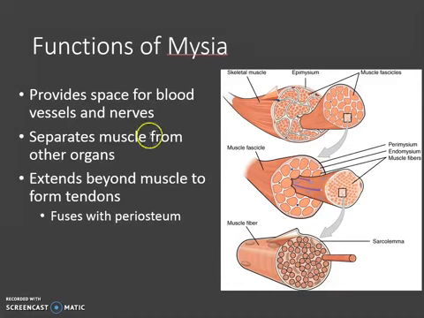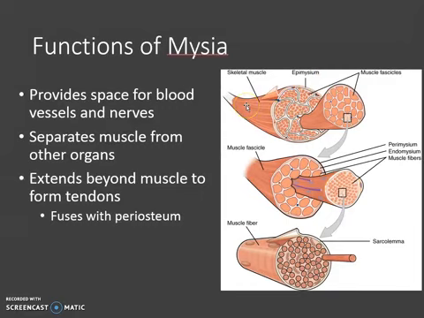It also helps to separate the muscles from other organs. So this outermost layer, the epimysium here, is a kind of division between the muscle and maybe the bone that it's up against, or between the muscle and the skin. So it helps to anchor things in place, but also create a little bit of a separation between the different structures in the body.